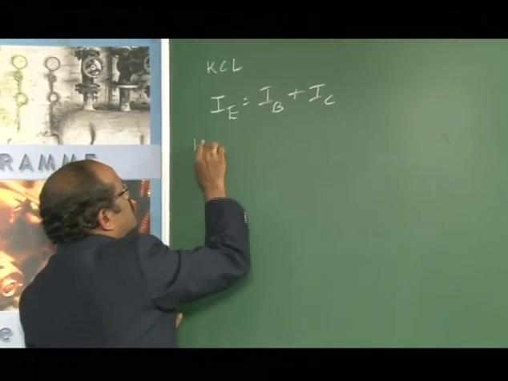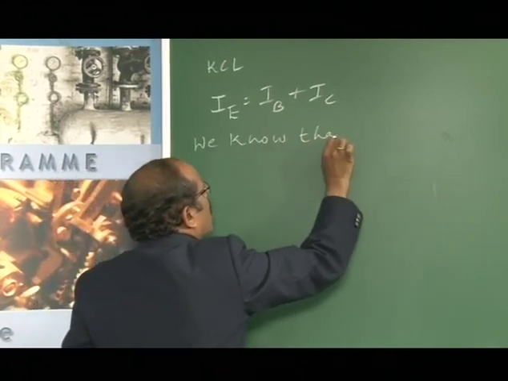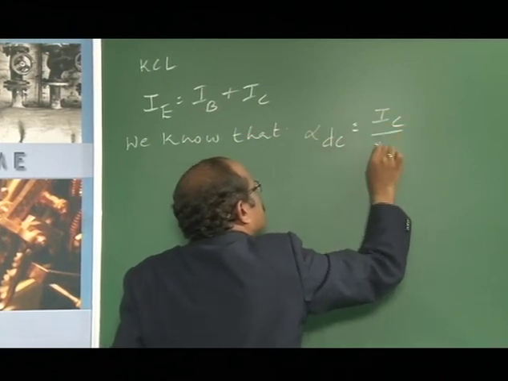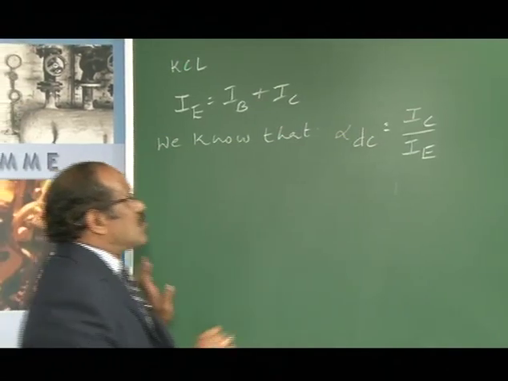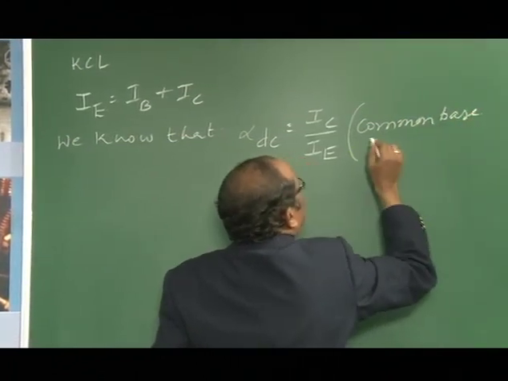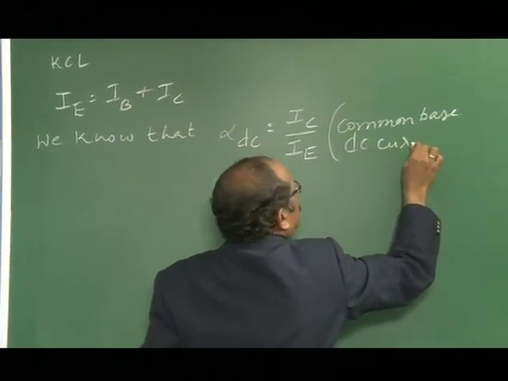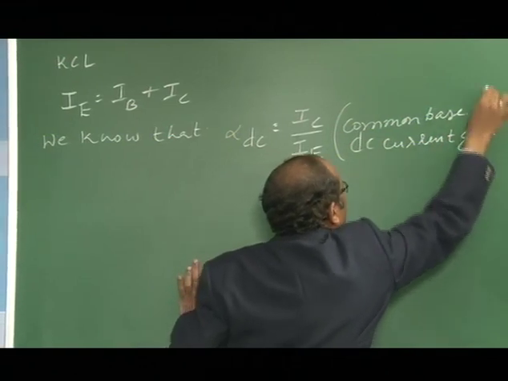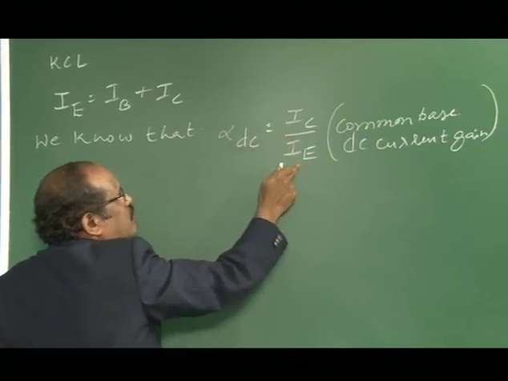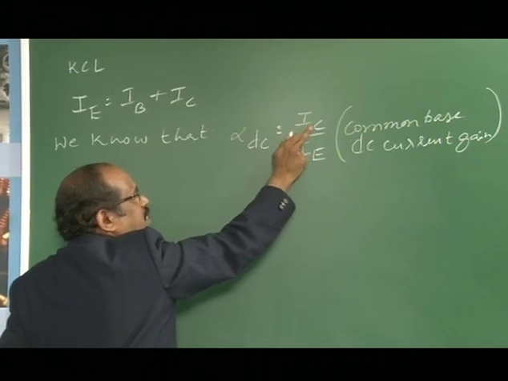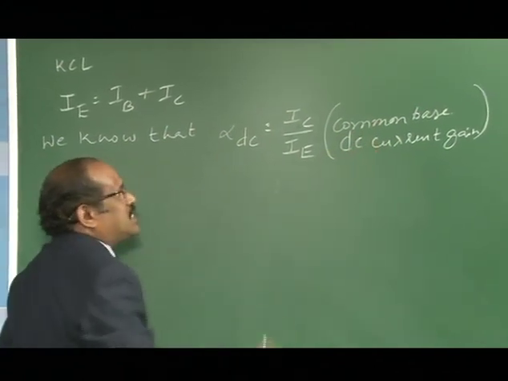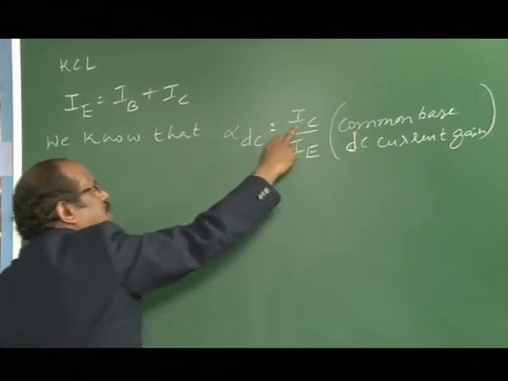So here we know one parameter called alpha DC. It is nothing but the ratio of IC by IE. It is also called the common base DC current gain. Here the current gain, as you know, is a ratio of current by current, is it not? Gain means a ratio of output by input here. In this common base configuration, please note that the collector current acts as the output current, whereas the emitter current acts as the input current. Therefore alpha DC, that is the common base DC current gain, is the ratio of the collector current to the emitter current here.